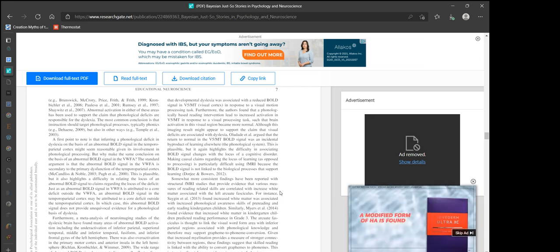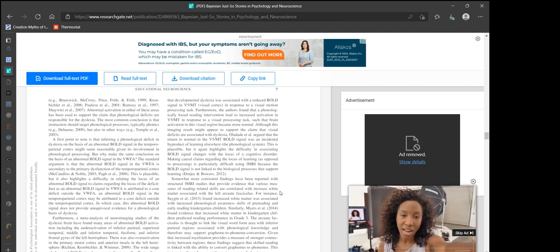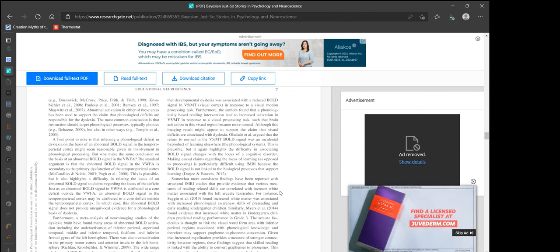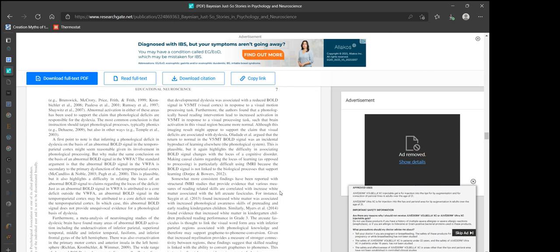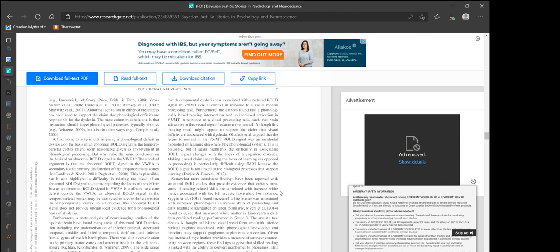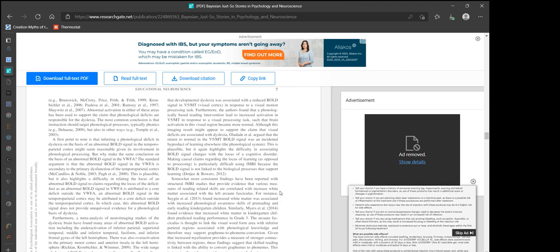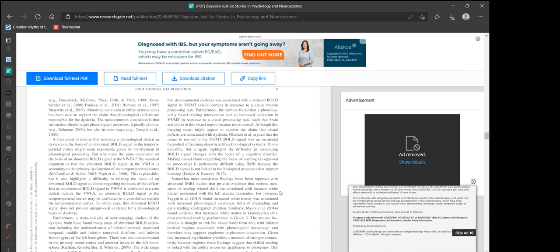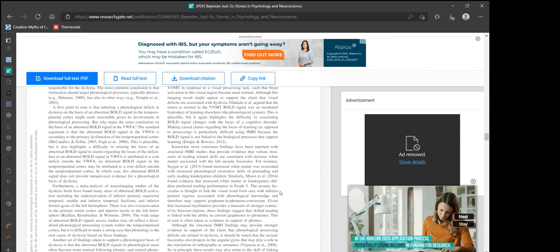A first point to note is that inferring a phonological deficit in dyslexia on the basis of an abnormal BOLD signal in the temporoparietal cortex might seem reasonable given its involvement in phonological processing. But why make the same conclusion on the basis of an abnormal BOLD signal in the VWFA? The standard argument is that the abnormal BOLD signal in the VWFA is secondary to the primary dysfunction of the temporoparietal cortex. This is plausible, but it also highlights a difficulty in relating the locus of an abnormal BOLD signal to claims regarding the locus of the deficit.